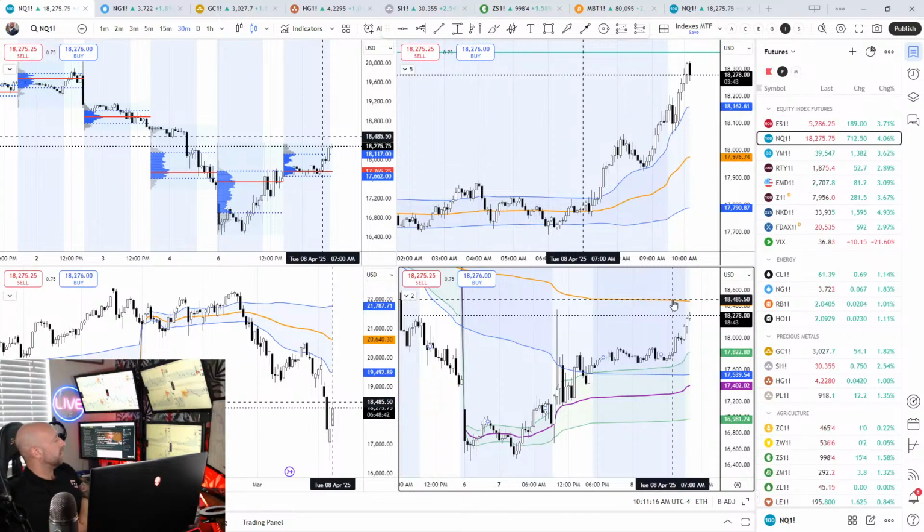Momentum trading is fun, and I'll take some momentum trades, but it has to be right. I mean, there's got to be some crazy action going on, and this is not it. This is kind of a grind up. Could be a trend day on NQ, absolutely.